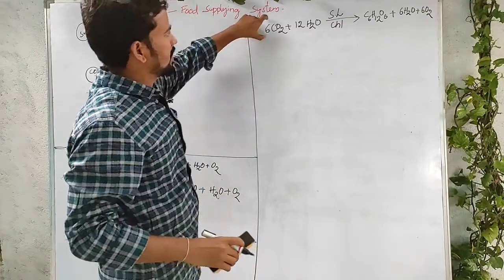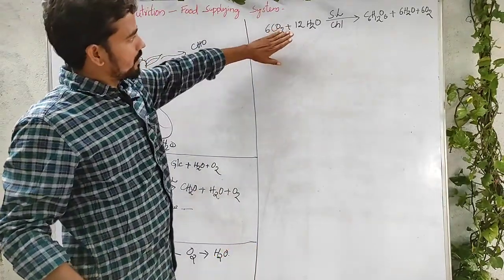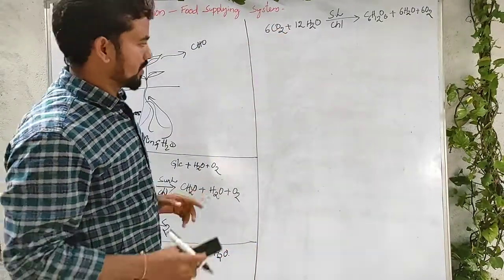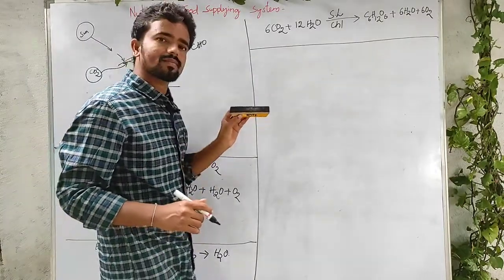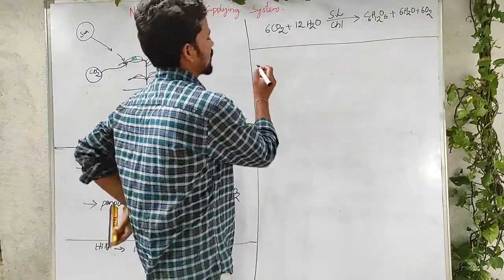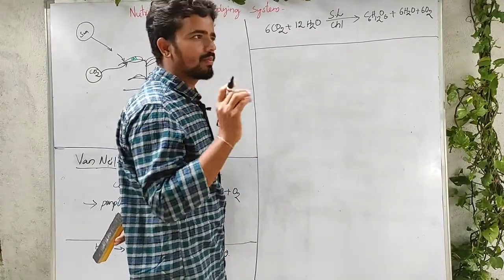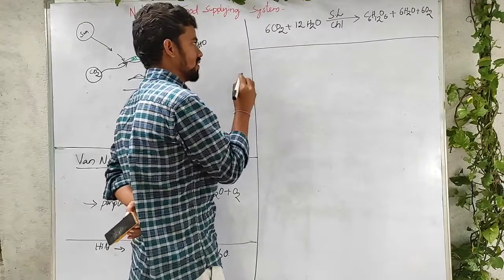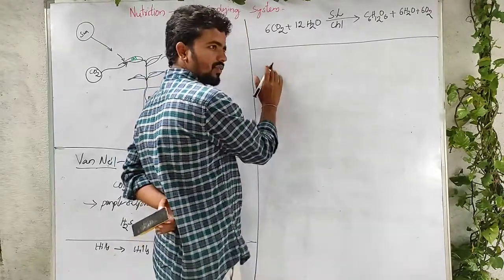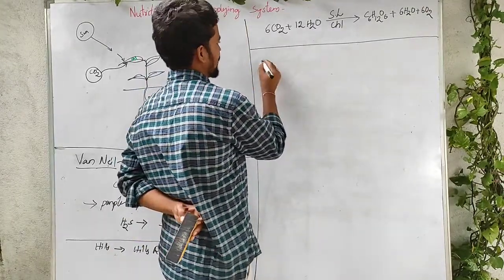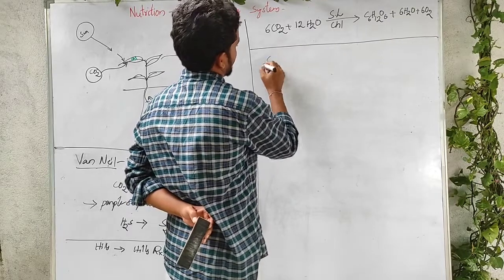That is the equation of photosynthesis. Through photosynthesis, the plants are producing food material. So now let us confirm whether the food molecules are present in the leaf or not. To confirm that, we have to do a small activity: the starch test.